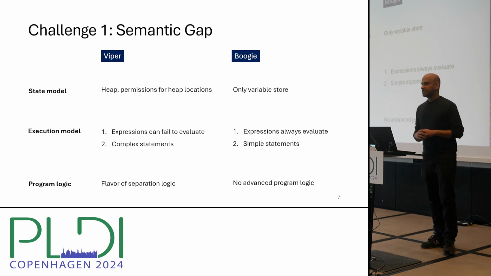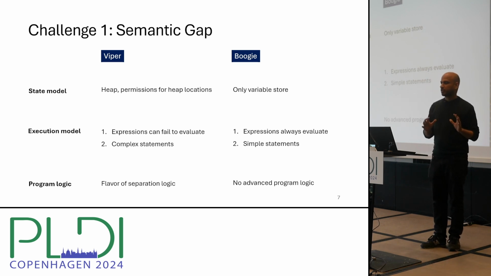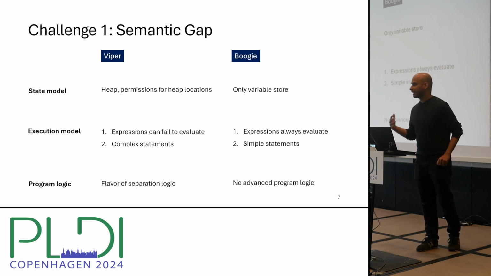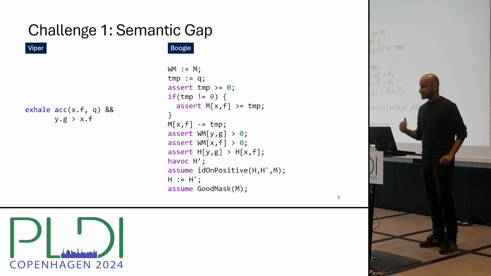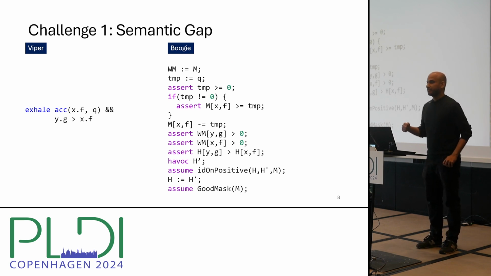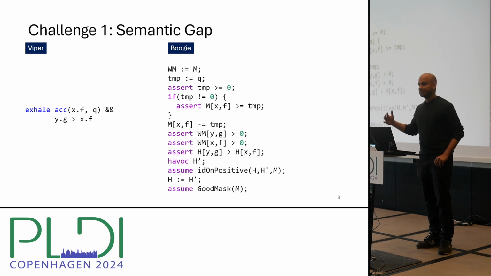Finally, Viper is based on a flavor of separation logic, while Boogie does not use any advanced program logic reasoning. I just want to make now some of these points more concrete by showing you an actual example. So here you see a Viper exhale statement on the left and the Boogie code that is generated on the right by the existing implementation.